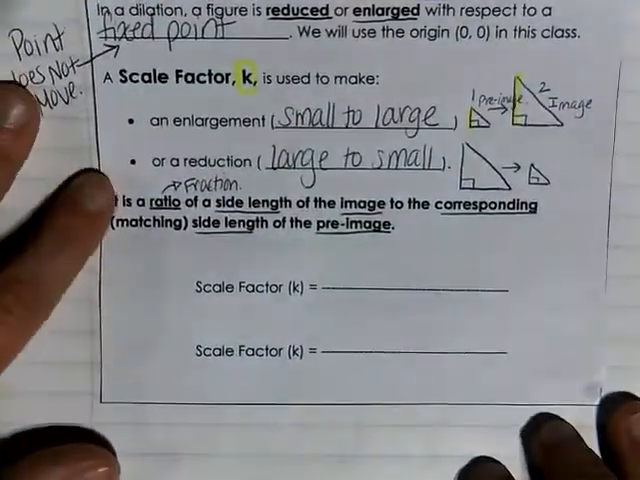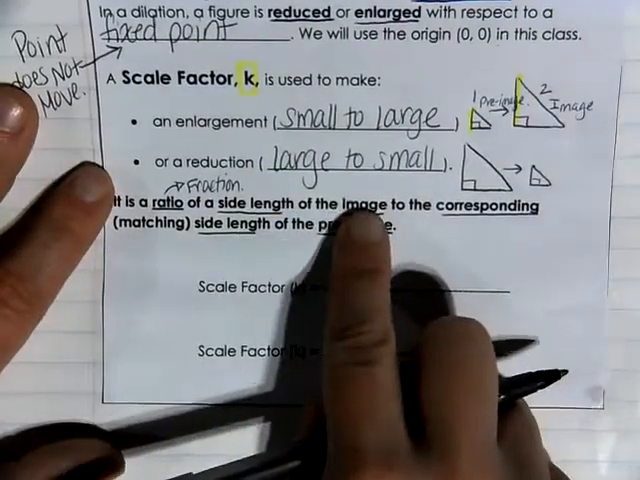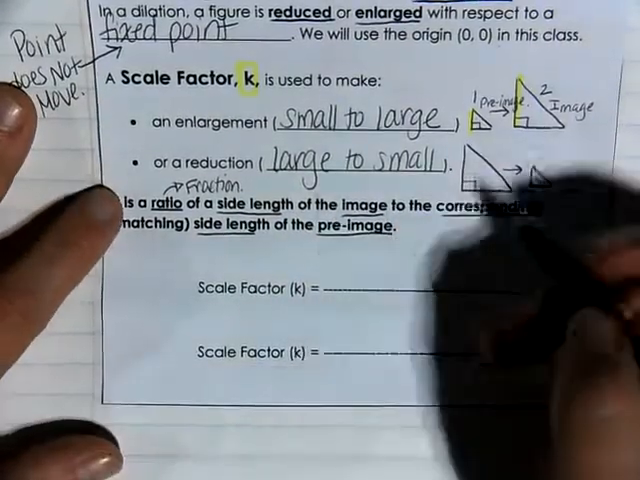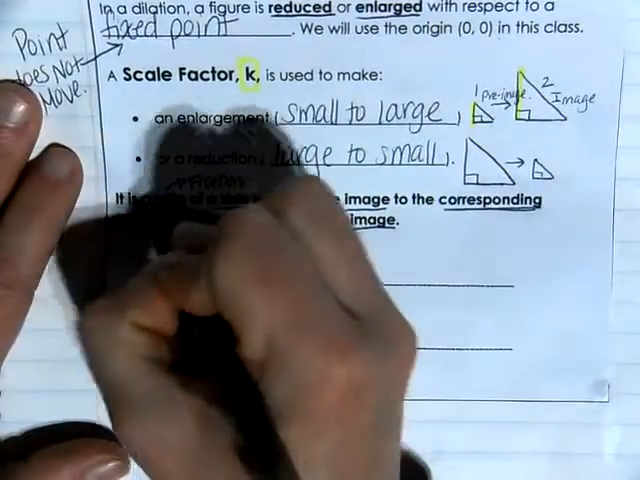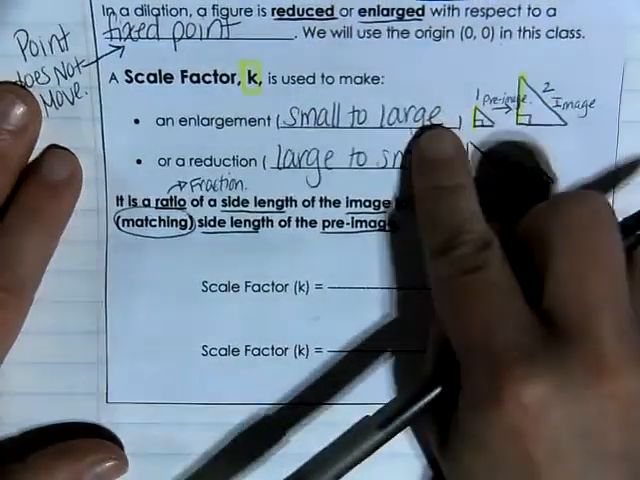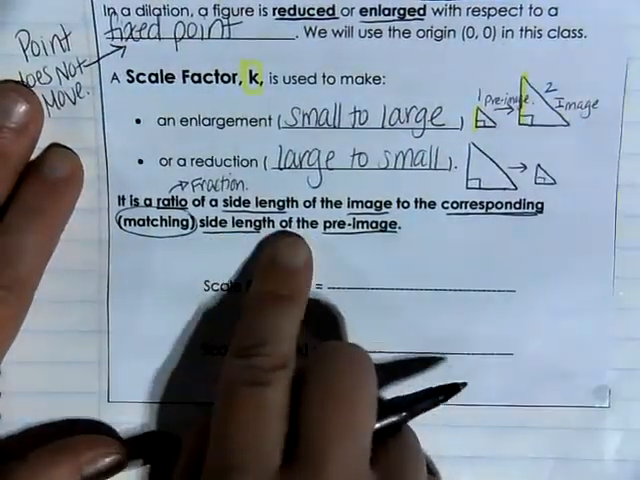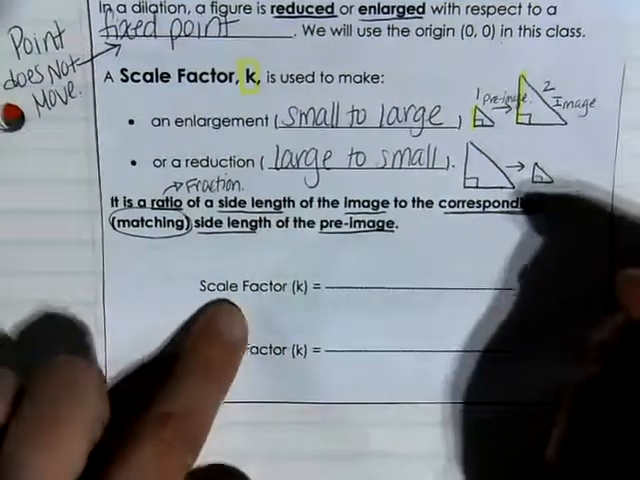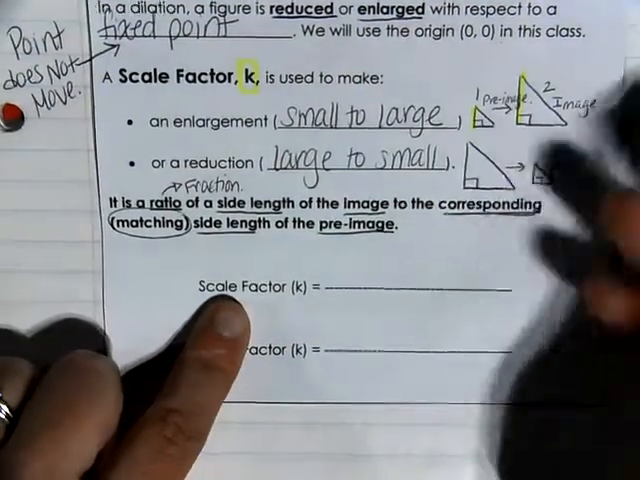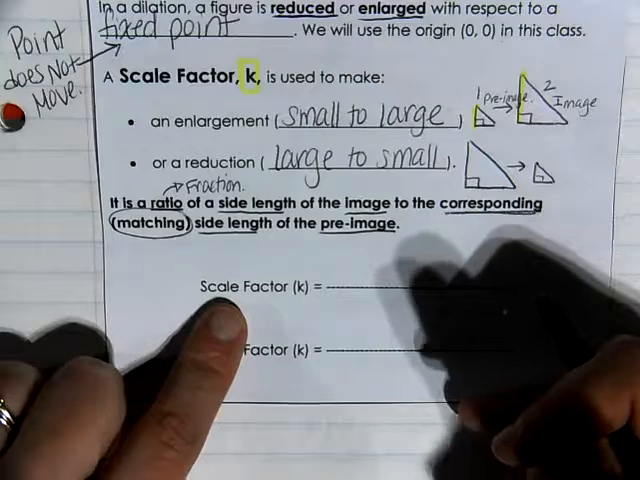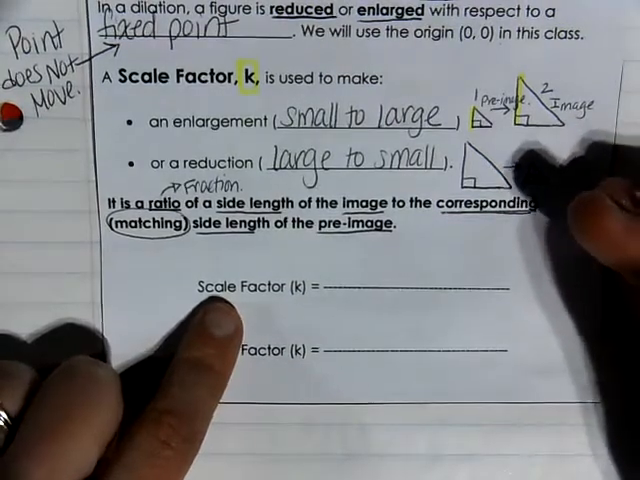And a ratio of the side length of our image to the corresponding side length, meaning the word matching. So it matches up to a matching side length of the pre-image. Your scale factor is all about what came second compared to what came first.